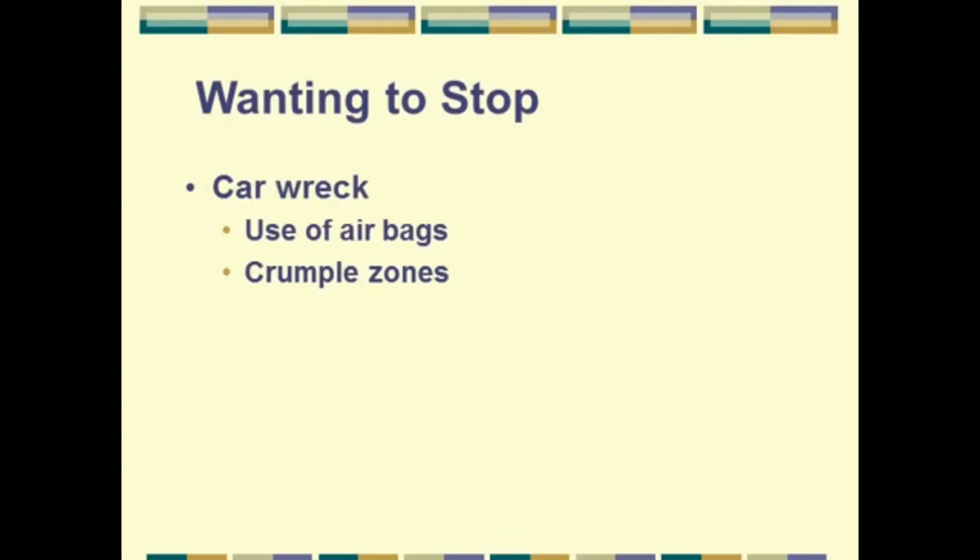Also, there are crumple zones on the car. The purpose of crumple zones is to add a little bit of distance between you and the other car, so as the car is crashing into you, there's a distance that it can crush, so that it increases the amount of time the two objects are colliding and decreases the amount of force.